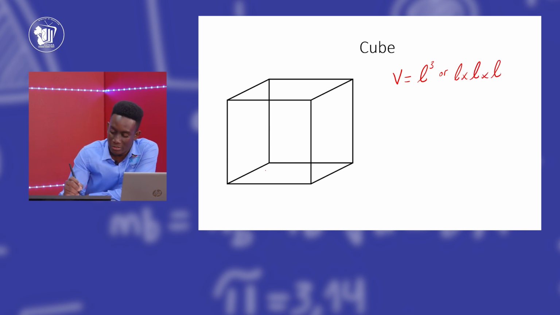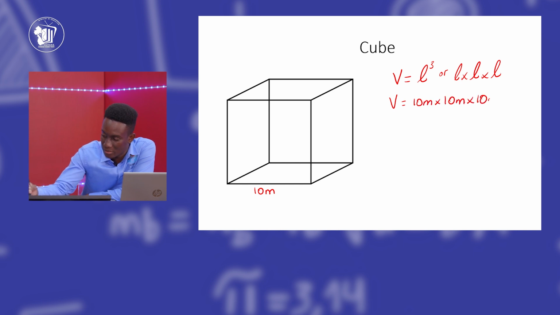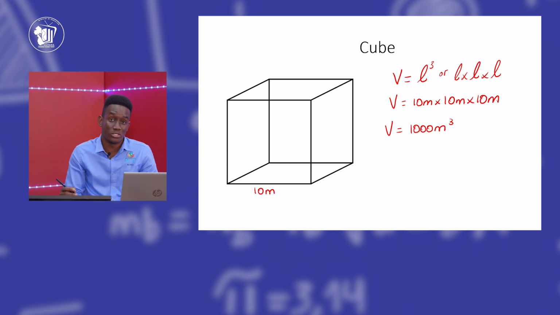So let's say we were given the side of the cube to be 10 meters and we want to find the volume of this cube. Volume would simply be equal to 10 meters multiplied by 10 meters multiplied by 10 meters. 10 times 10 is 100, 100 times 10 would be 1,000. So this would be 1,000 meters cubed, and that would be the volume of the cube. And that's how you calculate the volume of a cube.